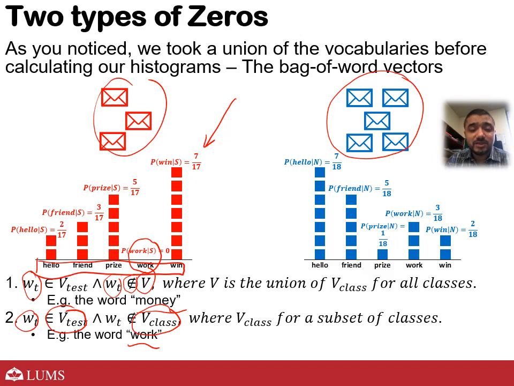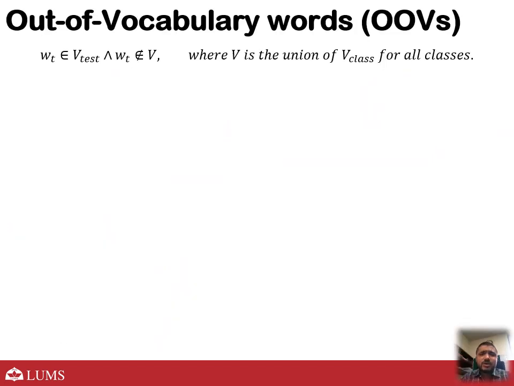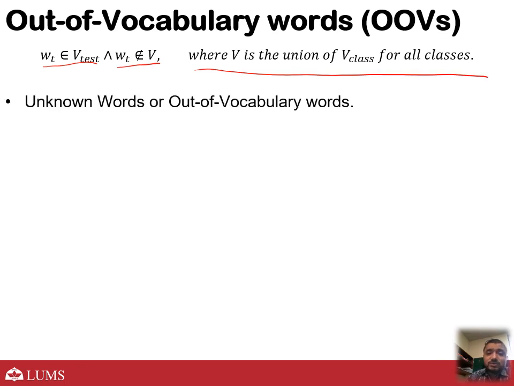किसी और क्लास में वो हो सकता है, वर्ड वोकैबुलरी में मौजूद है. All right. So the out of vocabulary words are the first type here. So these are the word T belongs to the test data, and the word T does not belong to the vocabulary at all, where V is the union of the V class for all of the classes. So these are known as the unknown words or the out of vocabulary words.